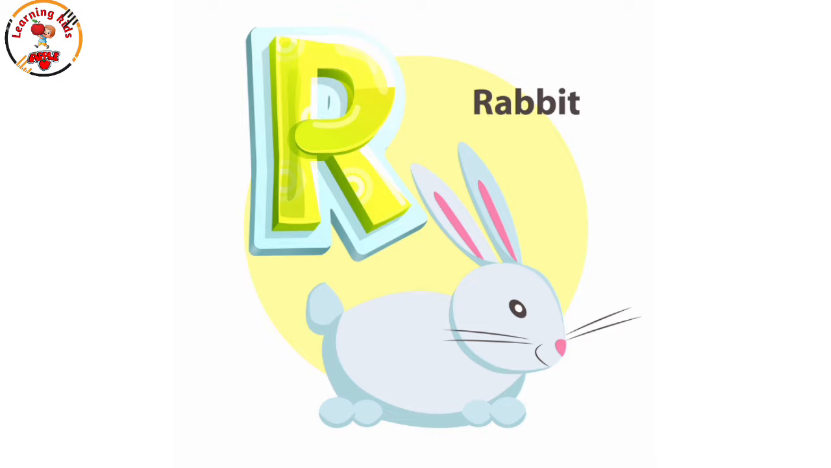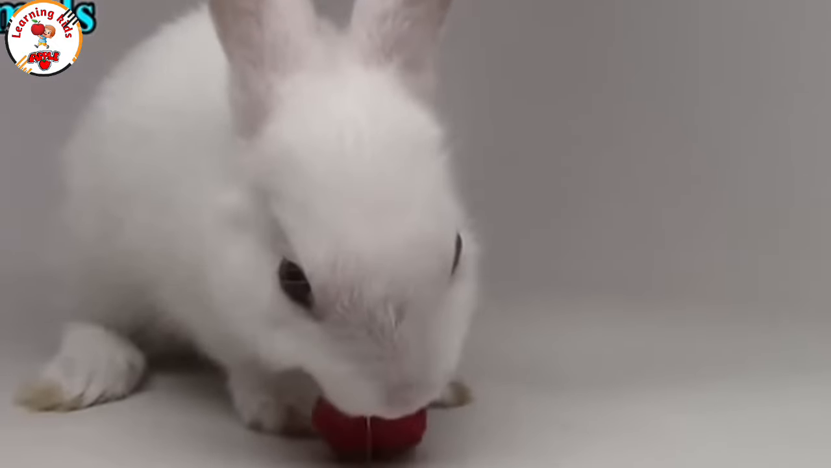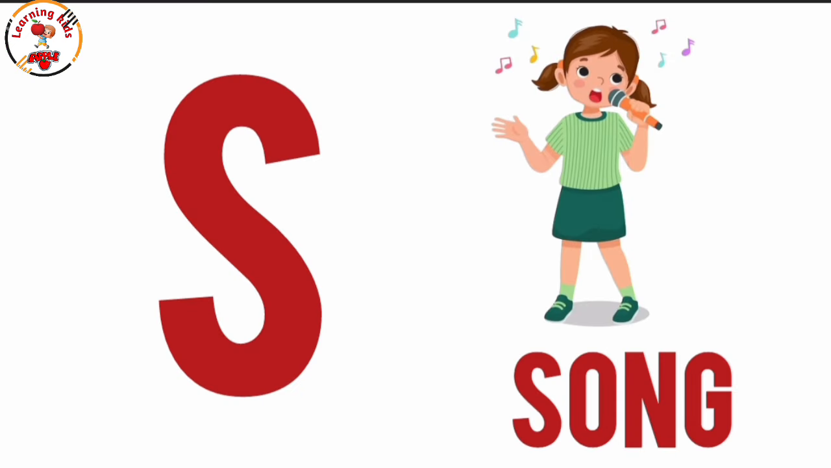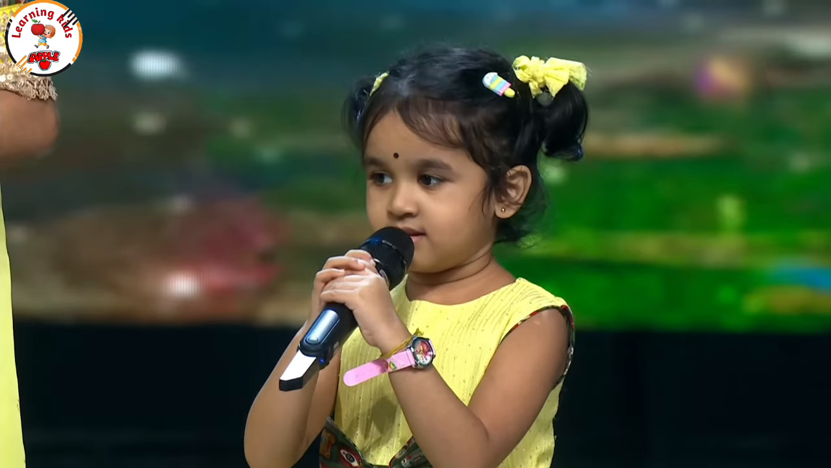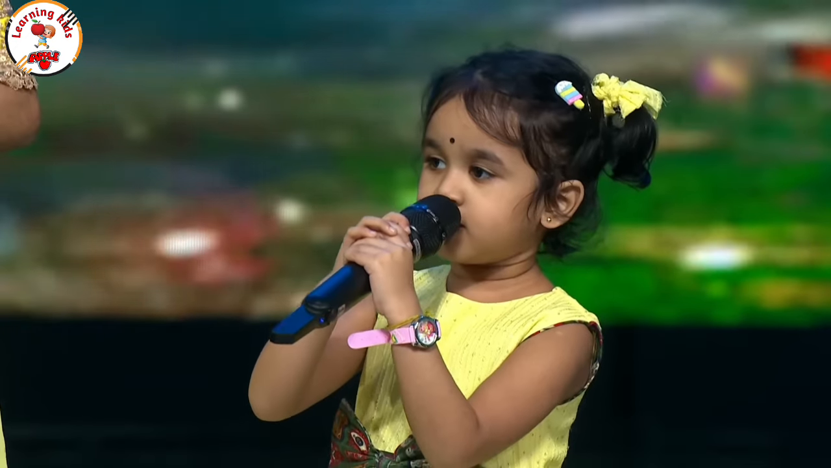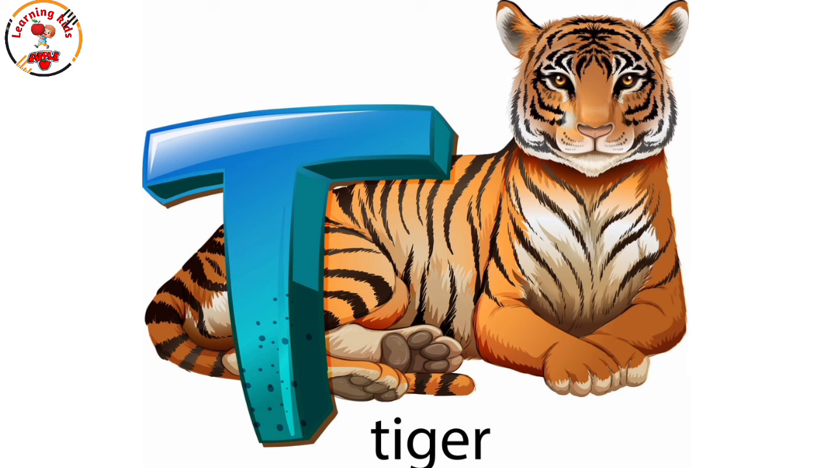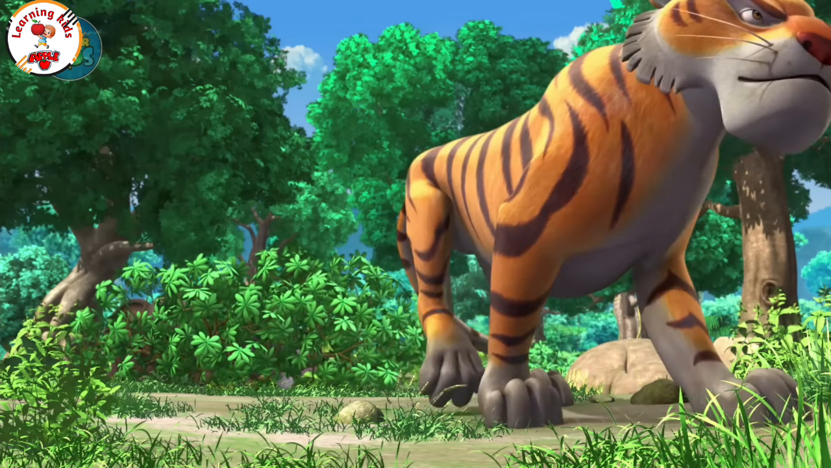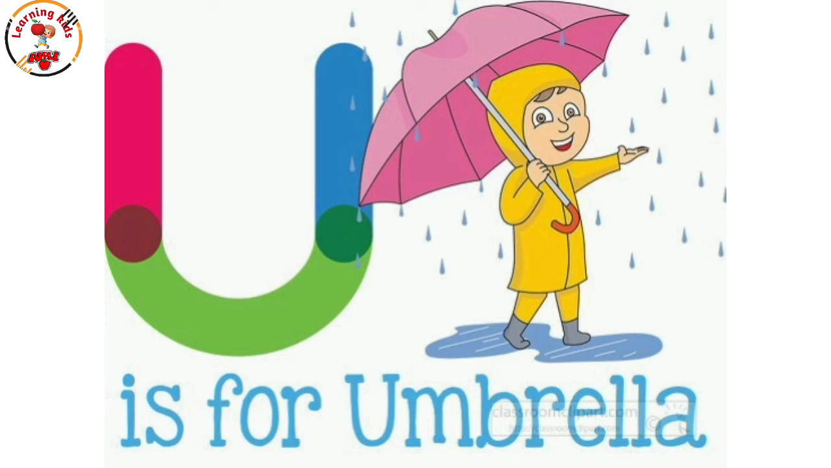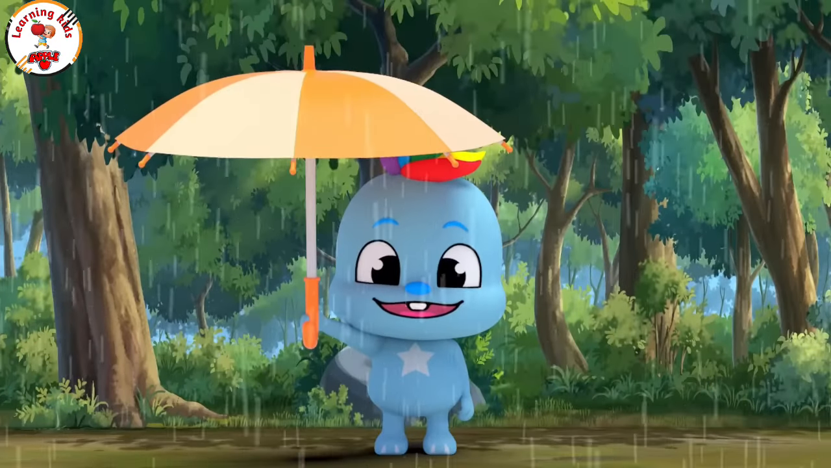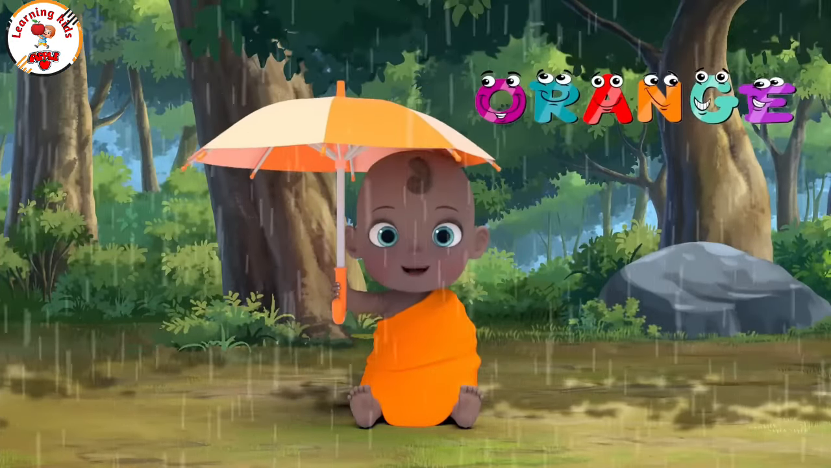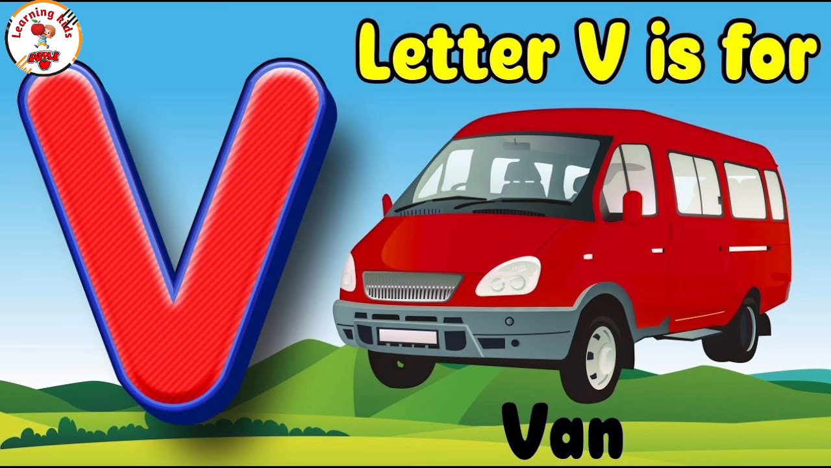R for rabbit. S for song. T for tiger. U for umbrella. V for van.